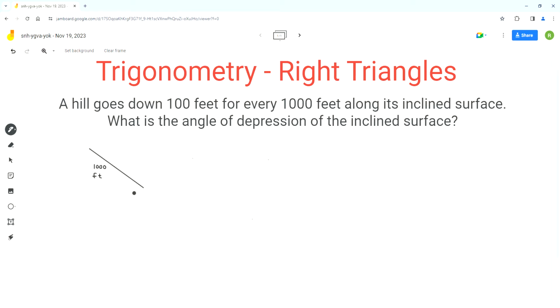Now we have to make a right angle triangle with this inclined surface as the hypotenuse of the triangle. So the triangle will be like this. So we'll draw a horizontal line and then we'll show this vertical line. So this vertical side here in this triangle represents the 100 feet drop.